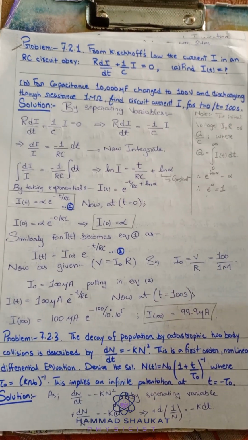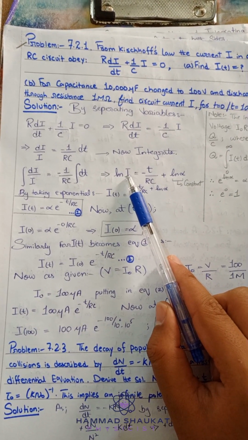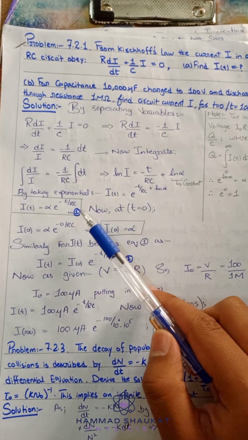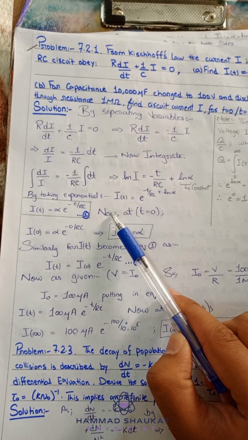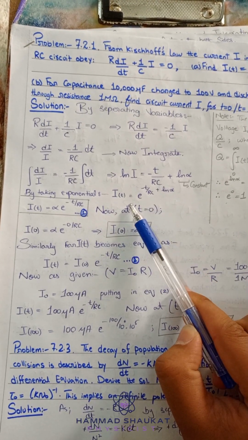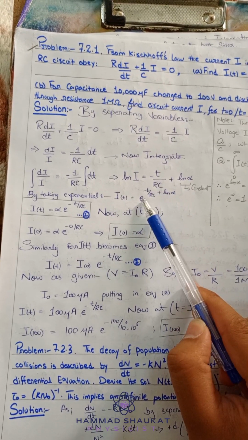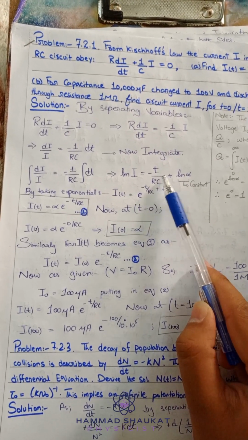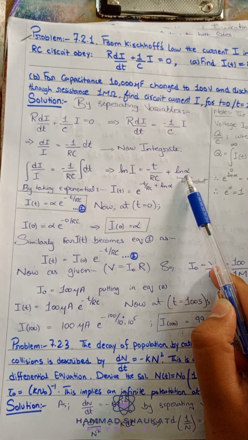Understood? Now to remove this natural log, you have to take the exponential. After taking the exponential, the log cancels and you will only get I, and on the other side, everything moves up to the power of the exponential, so e to the power minus t/RC, and also e to the power ln alpha.